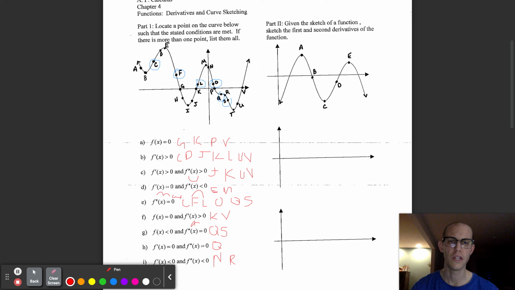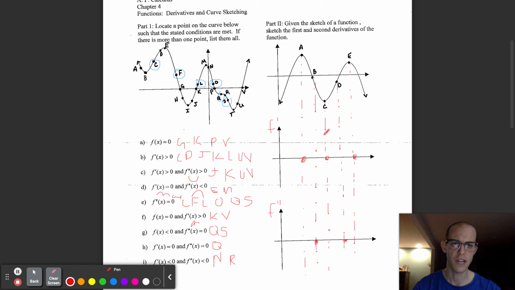Next, we're going to look at a sketch of a function and graph the first derivative and second derivative. So the first thing I'm going to do is draw some lines down from A, B, C, D, and E, because those are the points I need to have plotted on my new function. I tried to do my best here to get the lines on.